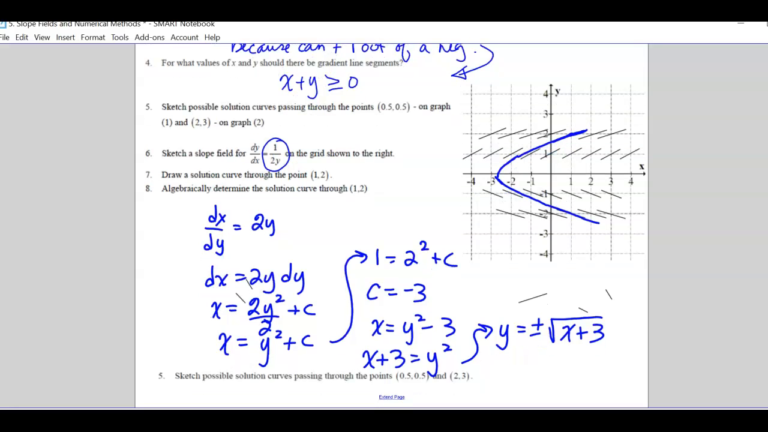So, sketch possible solution curves passing through the points 0.5. Yeah, that is like, did I delete that from yours? Yeah, okay. That's the last question. We just copied it onto this incorrectly.